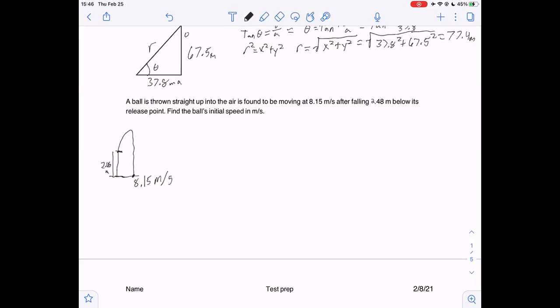So now we write down what we know. We know our x initial is 0, our x final is 6.48 meters. And you could have your x initial as 6.48 and your x final at 0. It doesn't really matter because in physics, you get to set your own origin on this type of stuff. So it kind of depends on just what you want.